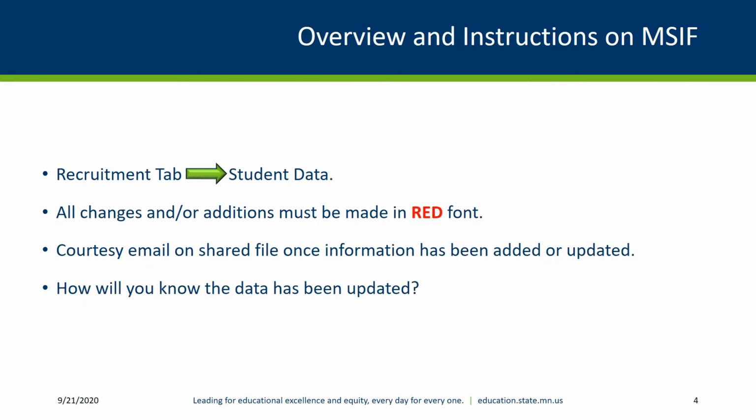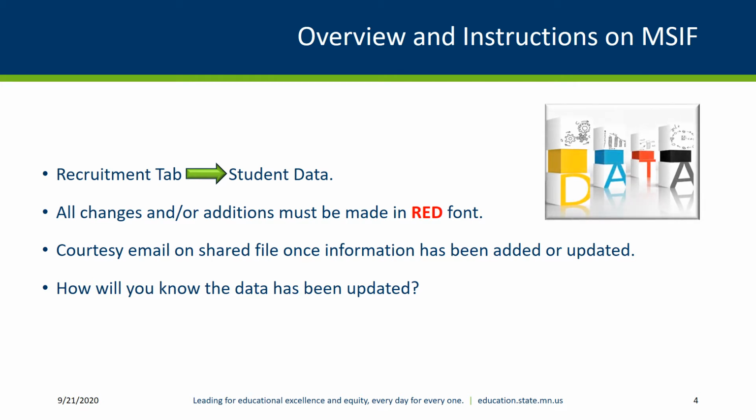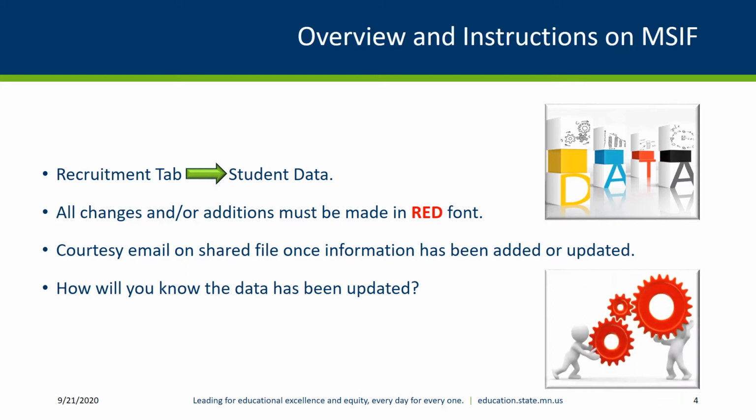One of the tabs is the Recruitment tab. The purpose of the Recruitment tab is to assist in possible recruitment purposes. If a student in the Recruitment tab is currently enrolled in your school, copy and paste the student information in the Student Data tab and update any information as needed. All changes and/or additions must be made in red font by you. A courtesy email on the shared file once information has been added or updated would be greatly appreciated. How will you know that the information has been updated on our end? The font will be turned back to black.